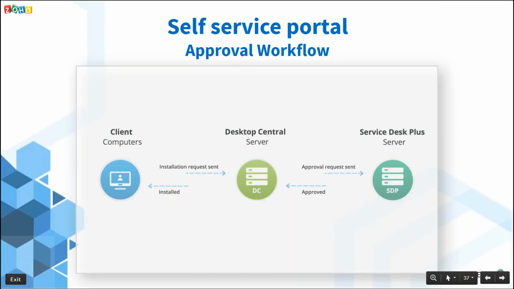Now, how the workflow of the approval method works. When the client sends a request, the Desktop Central server will forward the request and it will be created as a ticket under Service Desk Plus. When the technician validates and approves the request, the approval will be received by Desktop Central and it will trigger the installation on client computers. So this would be the workflow of the approval method.